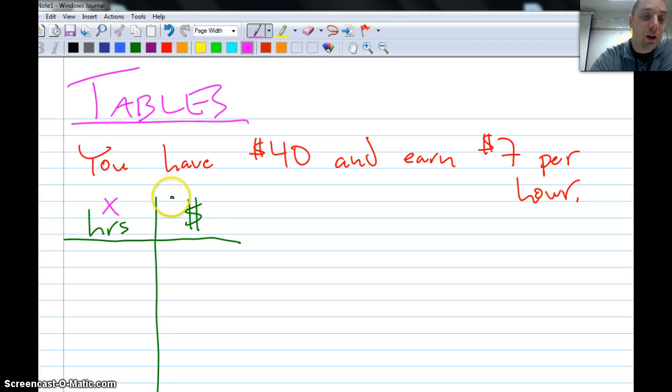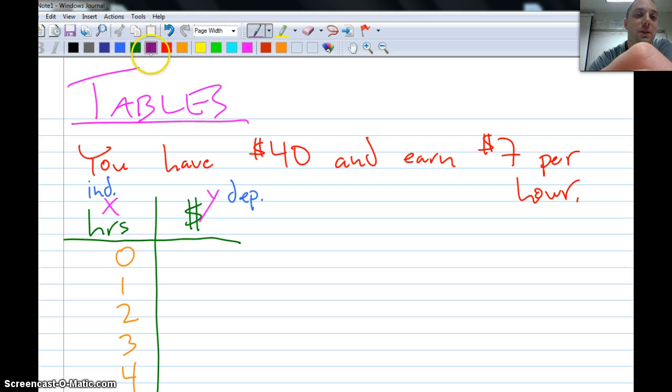Put a little X above hours, put a little Y above money, and then I didn't leave myself a lot of room here, but put independent above X and dependent above Y. That's a good little thing to remember. The X value is always going to be independent. Y value is always going to be dependent. We're going to make a little table here from 0 up to 4 hours.